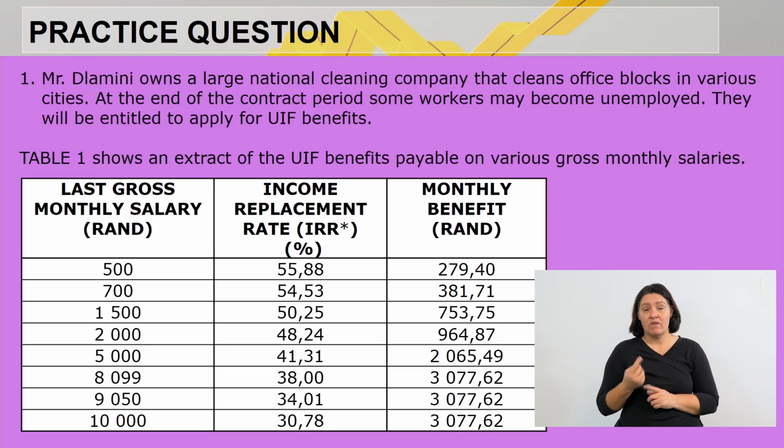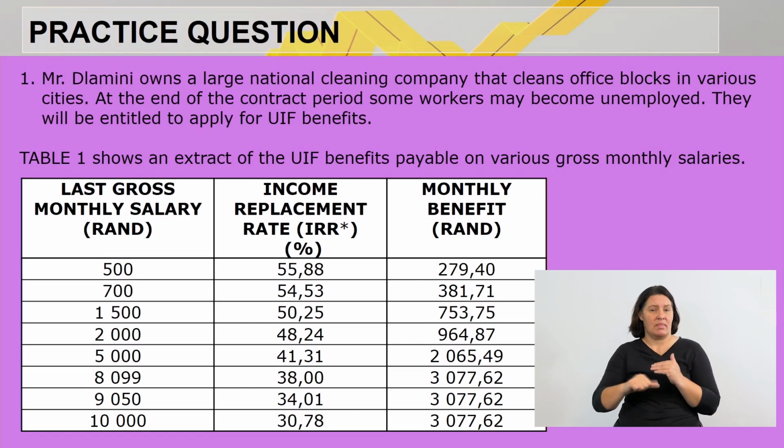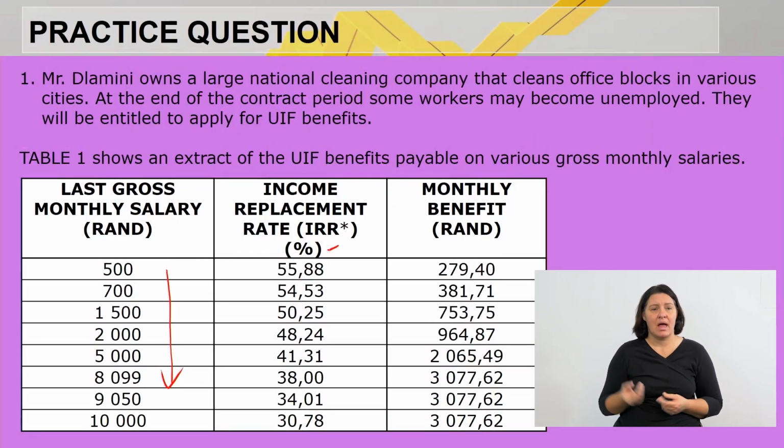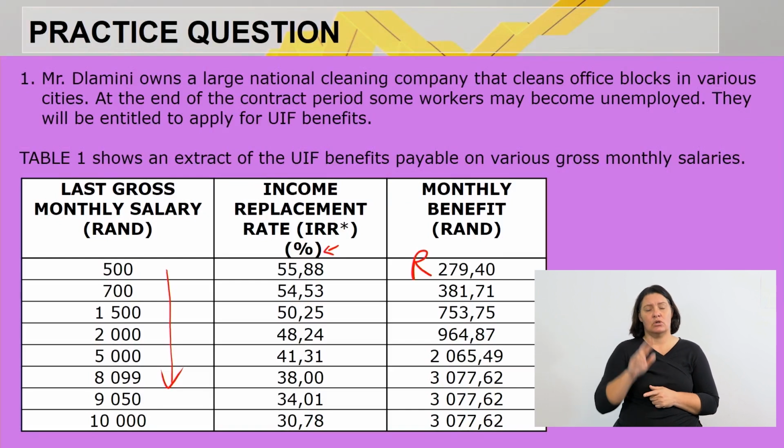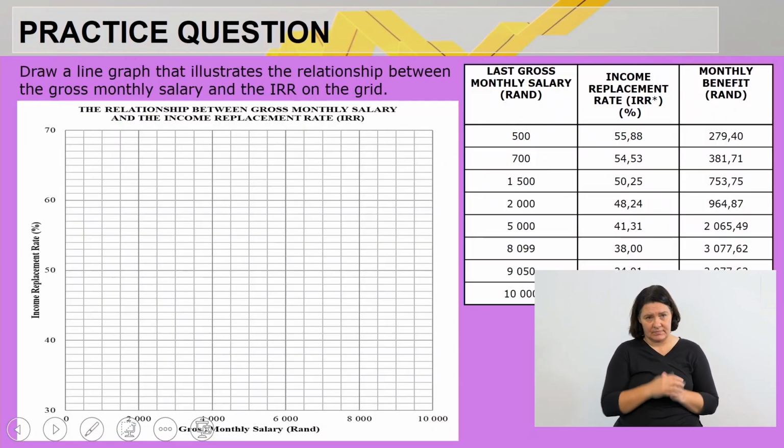First of all, let us quickly see what our table is all about. Here we have our last gross monthly salary, meaning before the person became unemployed, indicated in rand: 500 rand, 700, all the way up to 10,000. Then we have our income replacement rate, that is our IRR, given as a percentage. Lastly, there's a monthly benefit, also indicated in rand, so this will be 279 rand and 40 cents. So there is our table with the important information given to us.